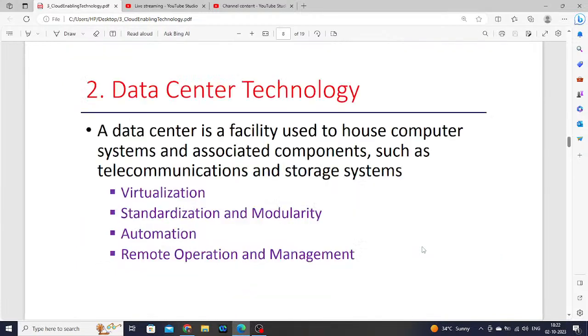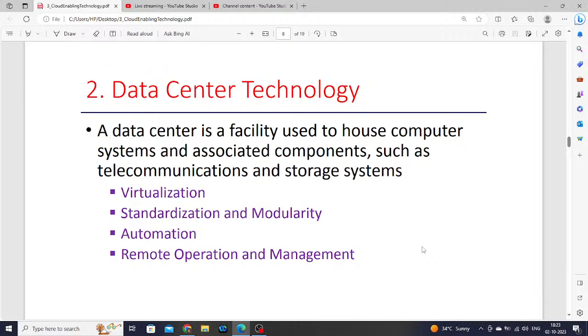Then data center technologies. A data center is a facility used to house computer systems and associated components such as telecommunication and storage systems. Then virtualization. Virtualization means you are generally storing your data in virtual format, where you can store a lot of data. Virtualization means that even when your memory is completely full, your system should not hang, and it should work flexibly whenever you use it. So that is, we are using the virtual connection.